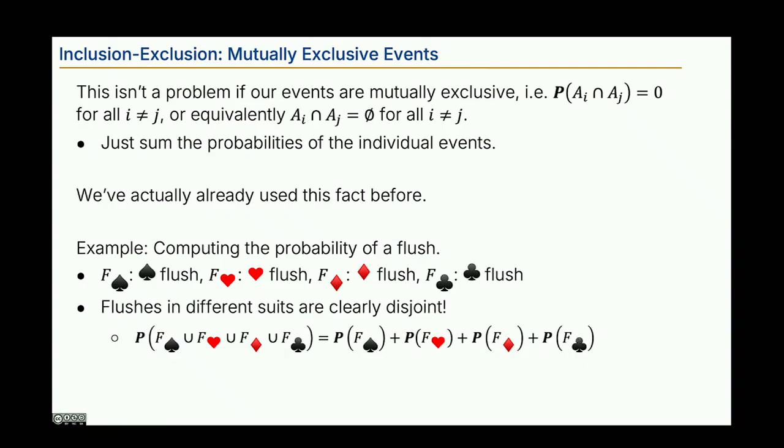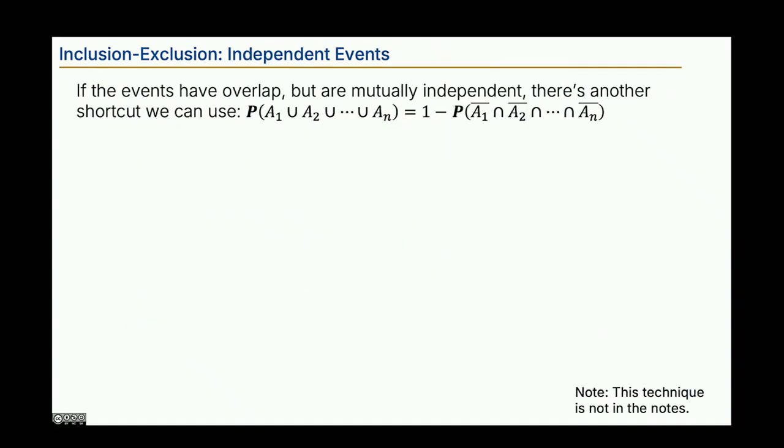So if the events are totally disjoint, have no overlap whatsoever, you don't have to worry about it because all the intersections are empty. Okay? Another possibility is if the events do have overlap, but they're independent, like we did with dice rolls. Okay? We tried to win by getting a 4 on any of 3 dice. There's a shortcut, which you noted, which is that the probability of the union is just 1 minus the probability of the intersection of the opposite of the events. Now, this isn't actually mentioned in the notes.